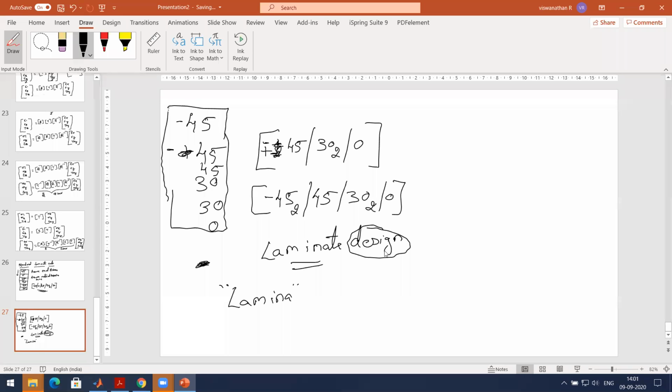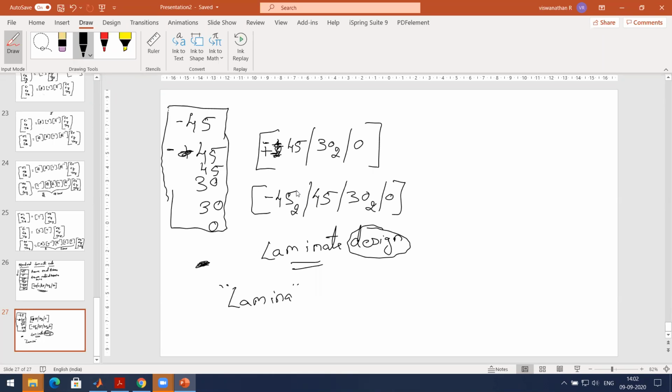Those things will come in the design. How many plies should be there? What should be the orientation? What should be the top fiber? What should be the bottom fiber? What should be the middle layers? All these will be decided later, but I am just taking some random examples and teaching you how to write this thing.